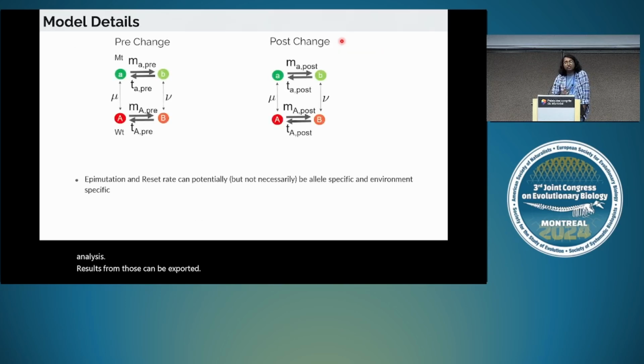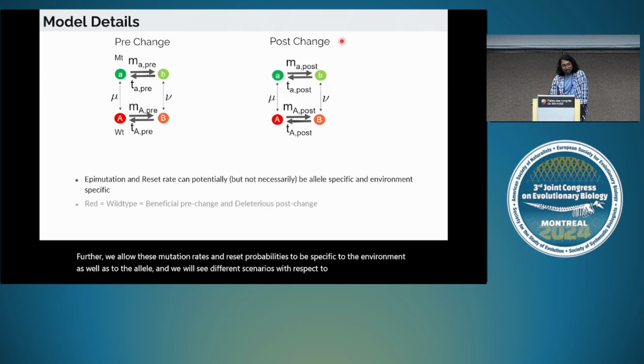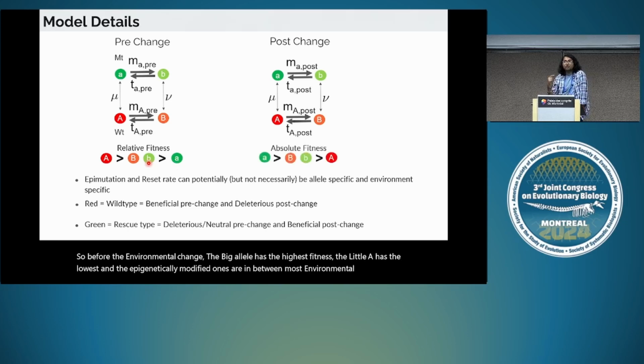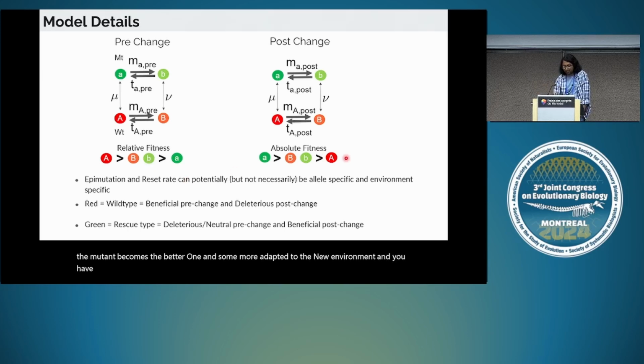Further, we allow these epimutation rates and reset probabilities to be specific to the environment as well as to the allele, and we will see different scenarios with respect to that. Just to recollect, the red is the wild type phenotype, and therefore it's beneficial pre-change. So before the environmental change, the big A allele has the highest fitness, the little a has the lowest, and the epigenetically modified ones are in between. Post-environmental change, again, the mutant becomes the better one, and so more adapted to the new environment, and you have big A becoming the least fit.